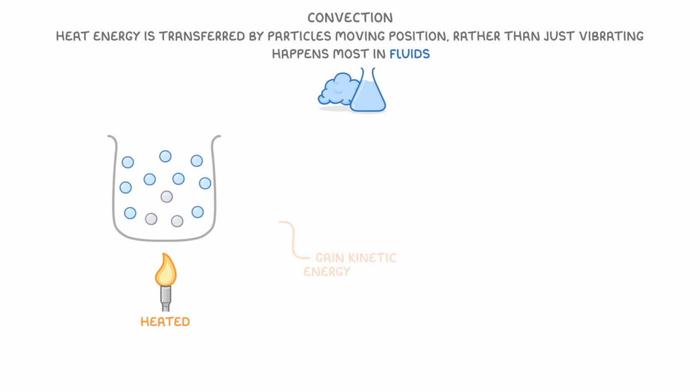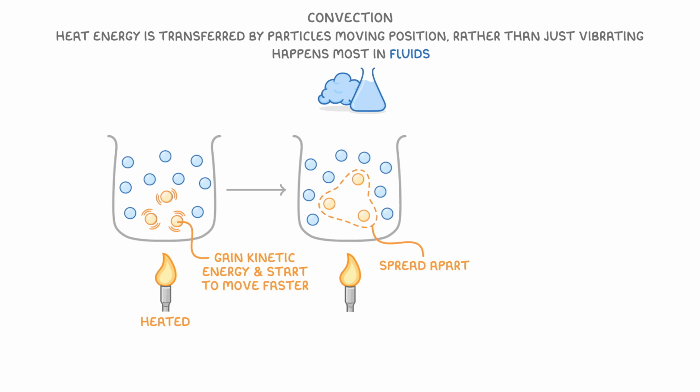Next, we have convection, which is when heat energy is transferred by particles in moving position, rather than just vibrating. This type of heat transfer happens most in fluids, which remember are anything that flows, so liquids or gases. Here's how convection works. When fluid particles are heated, they gain kinetic energy and start to move faster. As they move faster, they spread apart, making the heated fluid less dense.